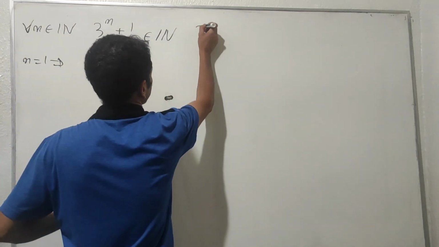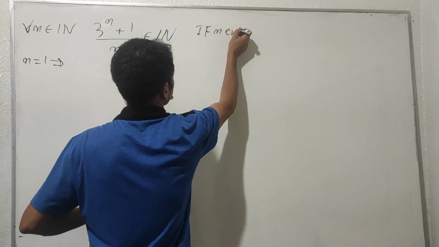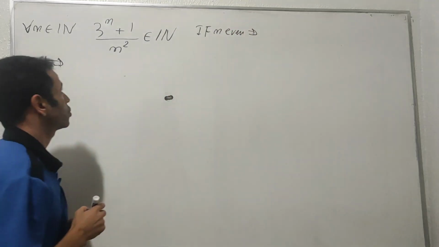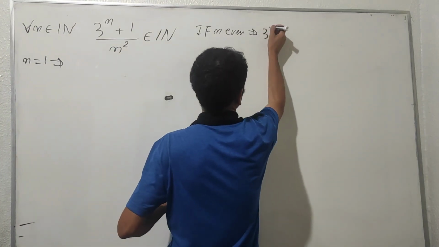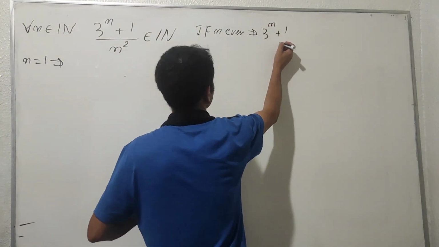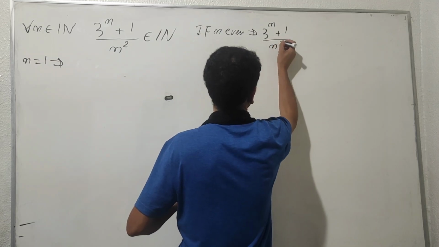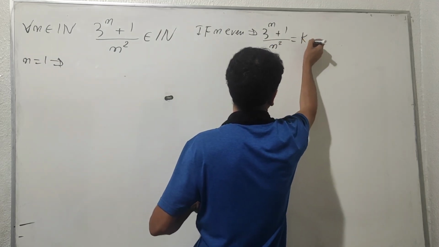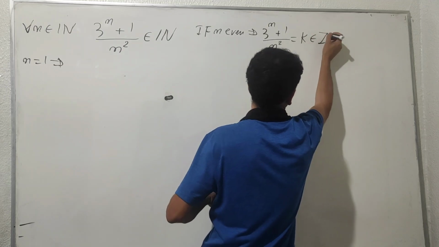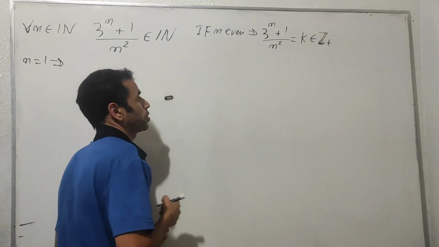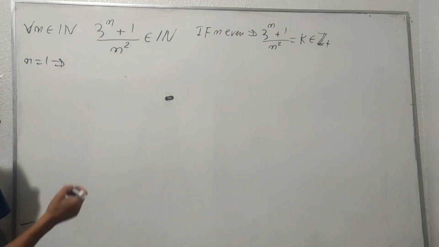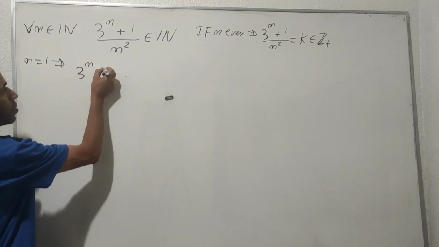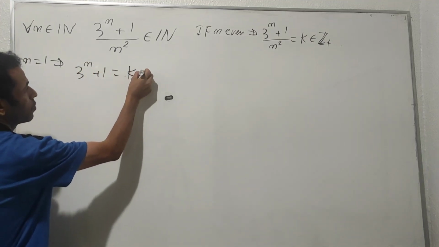So if n is even, let's write this fraction in the form of an equation. We get 3 to the n plus 1, over n squared, equals k, where k is an integer, or positive integer, or natural number, it is the same thing. So let's multiply both sides by n squared. I get here 3 to the n plus 1 equals k multiplied by n squared.